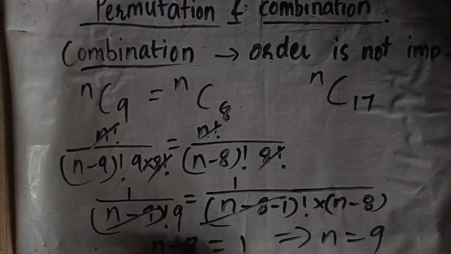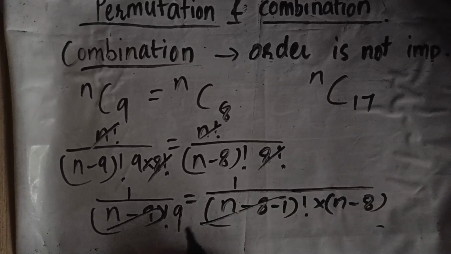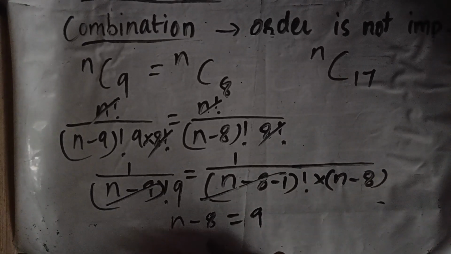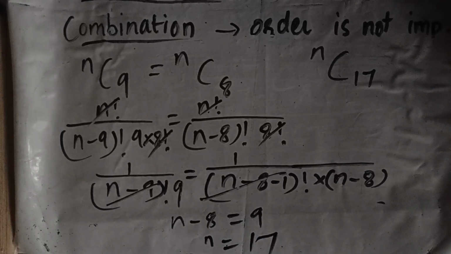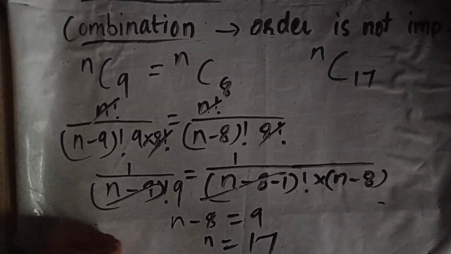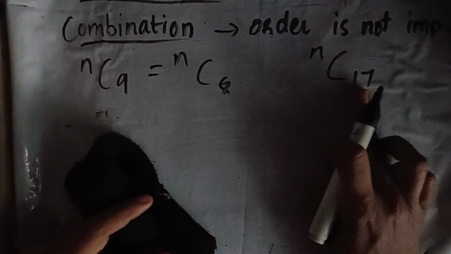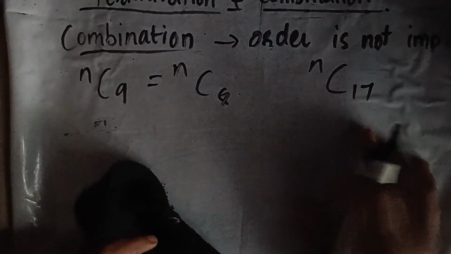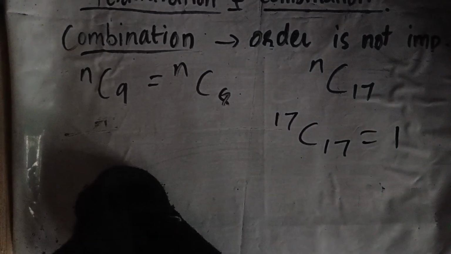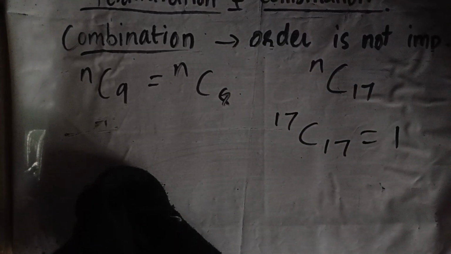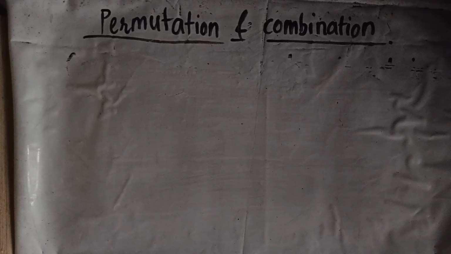Oh, here 9 is there, sorry. n minus 8 equal to 9 you will get. So n is equal to 9 plus 8, which is 17. So we have to find this nC17. So n is 17. 17C17 is 1. nCn is 1. Next question, it is a word problem.